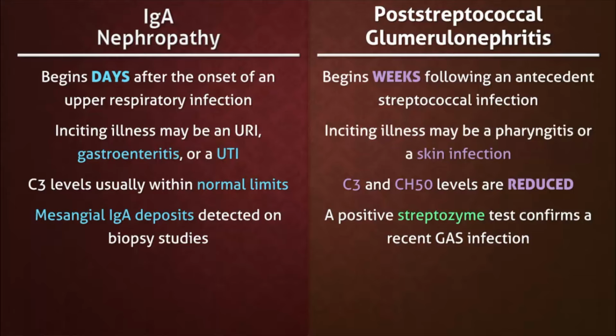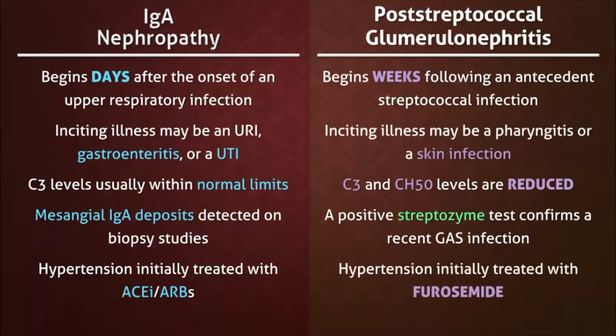In IgA nephropathy, hypertension is initially treated with an ACE inhibitor or angiotensin receptor blocker, while furosemide is used first in patients with poststreptococcal glomerulonephritis.